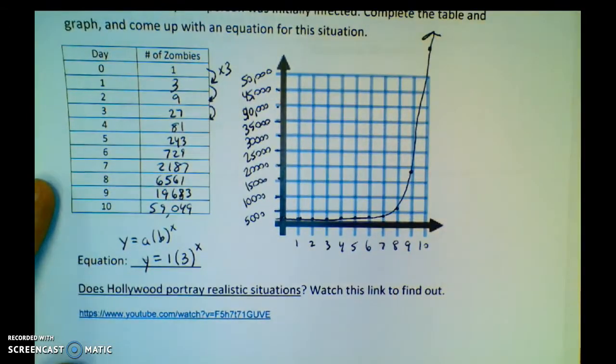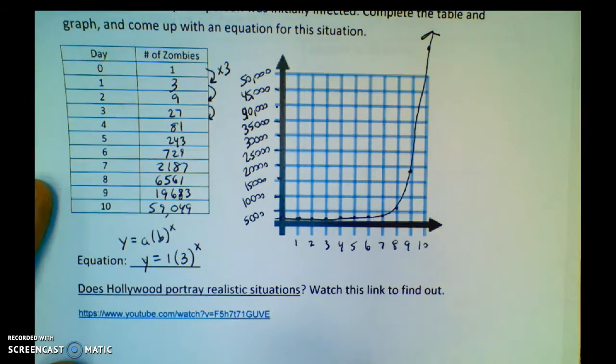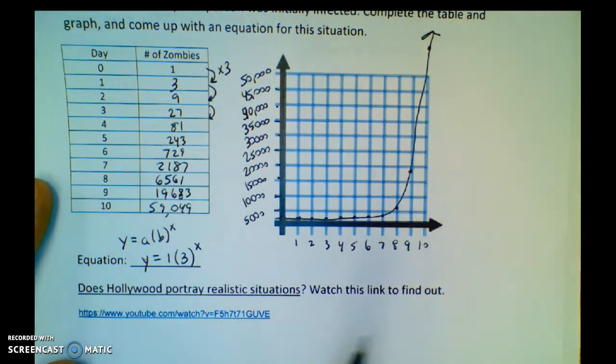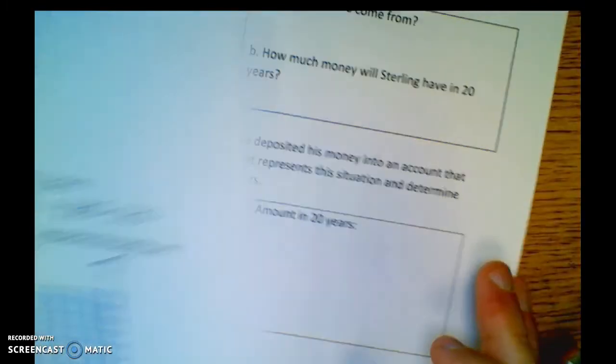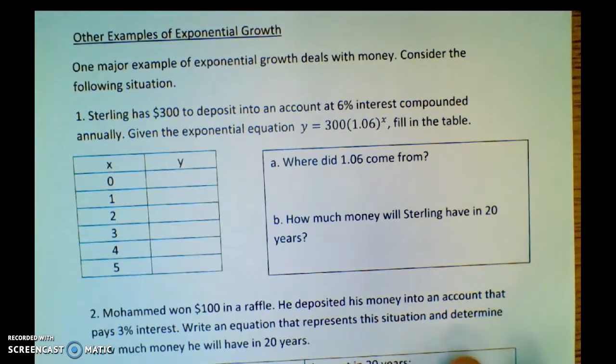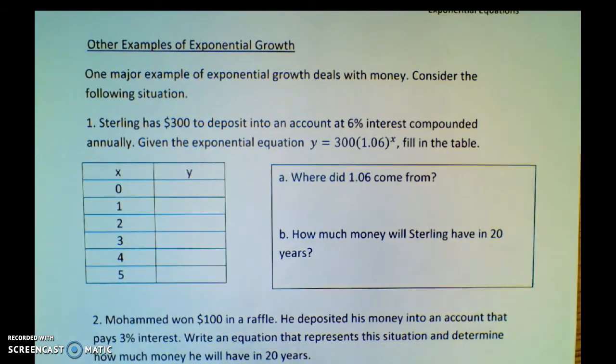So towards the end of the class, when you look at Hollywood movies, do they portray these situations with zombies as realistic? And we'll watch this link at the end of class, once we've got some more practice with it. But let's look at some practical problems, because obviously we're not going to be worried about zombies anytime soon. What this is really useful for is with money, because we use exponential ideas with money and investments. So one major example of exponential growth deals with money.